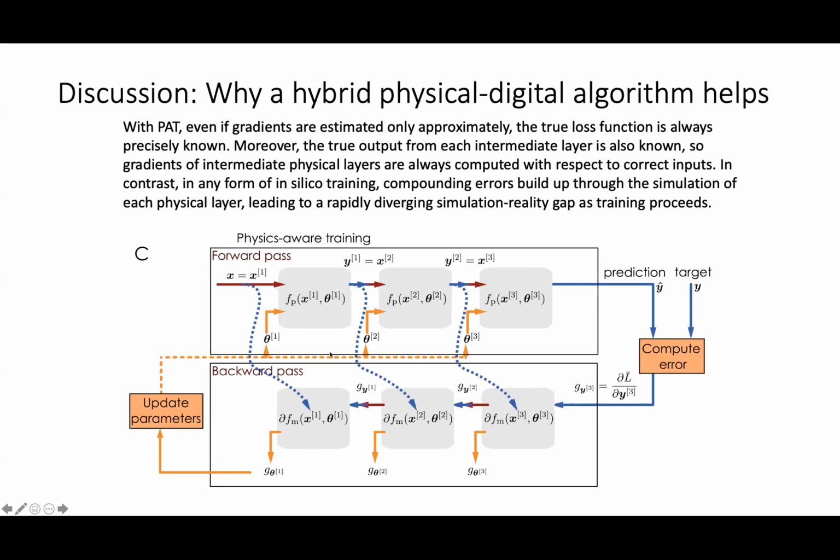Hi, Liu. I don't quite understand why the true loss function is always precisely known. Okay, the true loss function basically uses the prediction and the ground truth, right? But the forward part of this prediction is performed in the real physical system. That is why they say it's precisely known. The prediction doesn't come from the simulation. It comes from the real system. Okay, I see. So they call this the so-called true loss function.